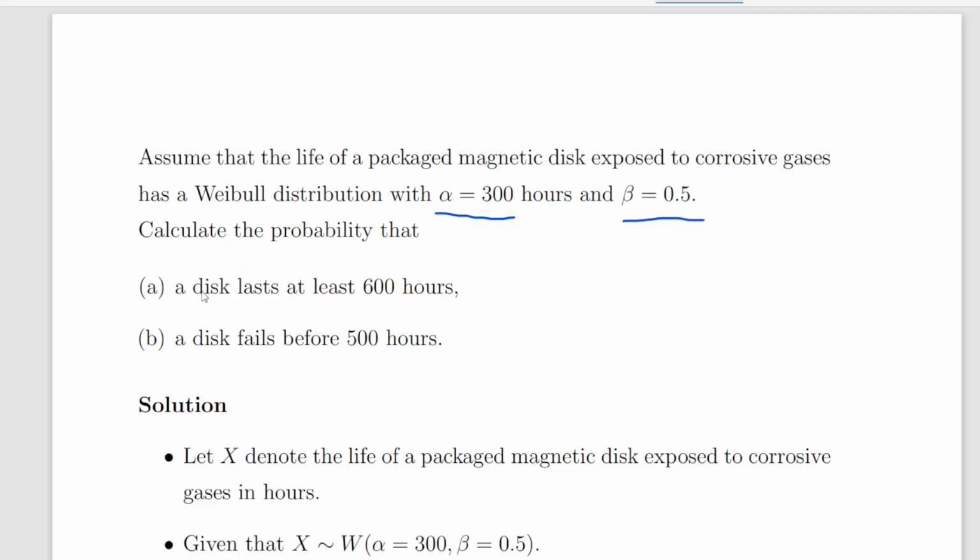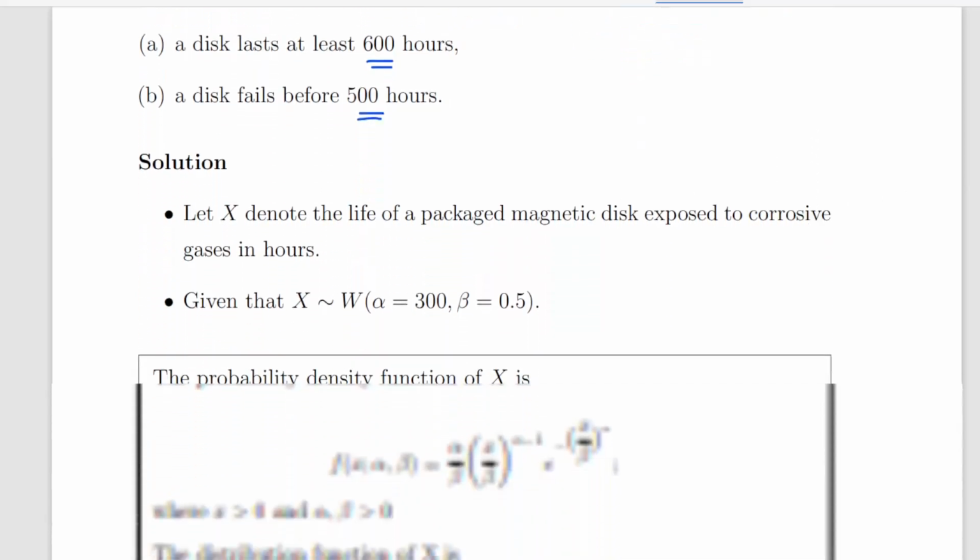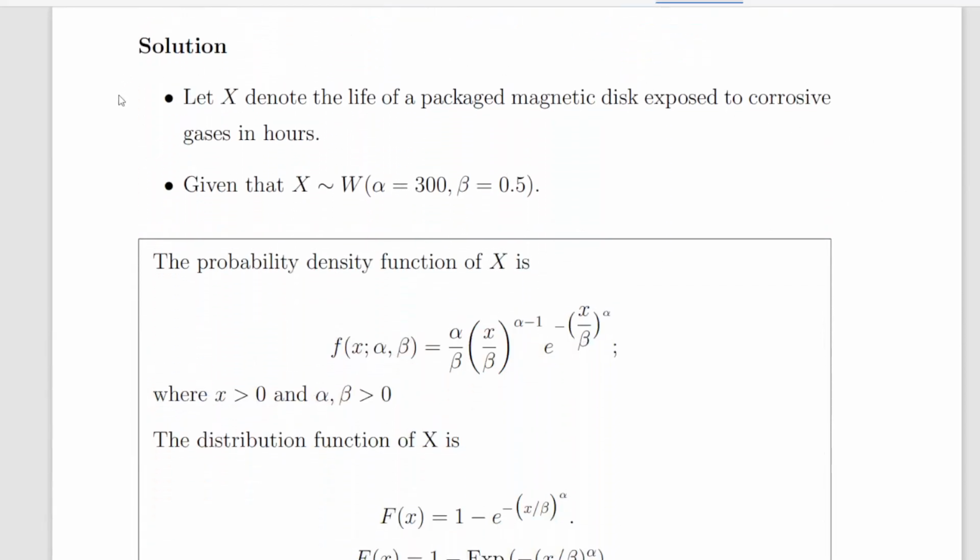Calculate the probability that the disk lasts at least 500 or 600 hours, and then the probability that the disk fails before 500 hours. So two fairly straightforward questions. First thing we're going to do, this is something you should always really do. I don't actually always do it myself, but I should in the presentations: state what X is. Let X denote the life of a magnetic disk exposed to corrosive gases denominated in hours. And we are given that X is a Weibull random variable with alpha equals 300 and beta equals 0.5.